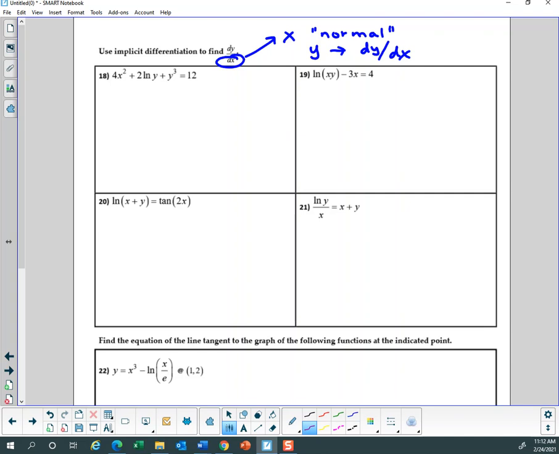Okay. So here I am taking the derivative implicitly. Number 18. Derivative of 4x squared implicitly is 8x. Derivative of 2 natural log of y would be 2, 1 over y. But we're taking the derivative implicitly with respect to x, so I'd have dy dx. Plus the derivative of y cubed, 3y squared, dy dx equals 0, because the derivative of 12 is 0.